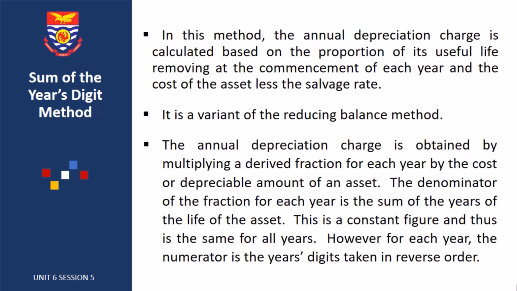The annual depreciation charge is obtained by multiplying a derived fraction for each year by the cost or depreciable amount of an asset. The denominator of the fraction for each year is the sum of the years of the life of the asset. This is a constant figure and thus is the same for all years. However, for each year, the numerator is the years digit taken in reverse order. The following procedure may be adopted to compute the annual depreciation charge using the sum of the years digit method.